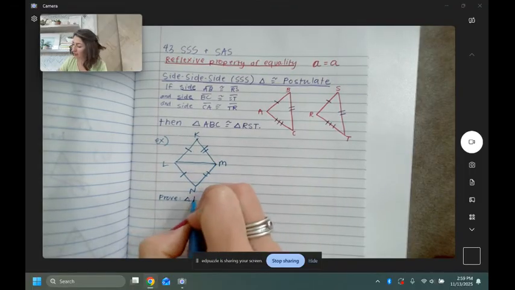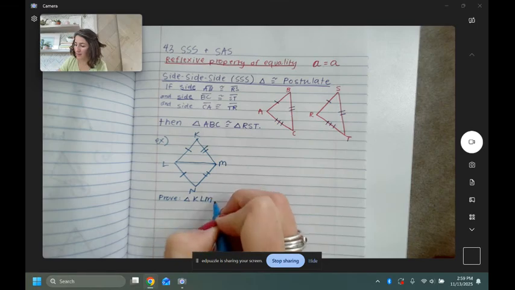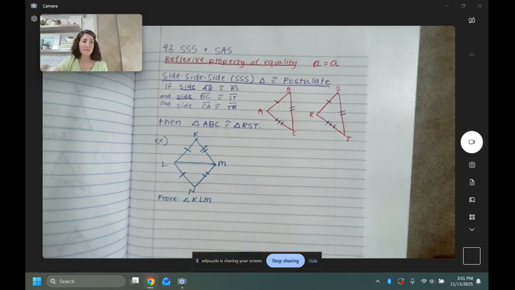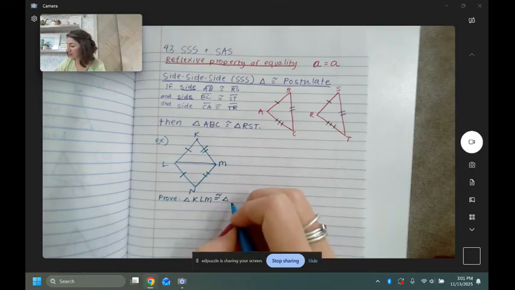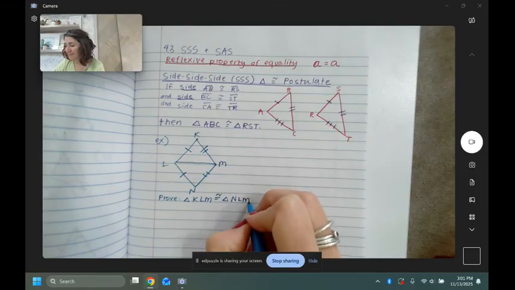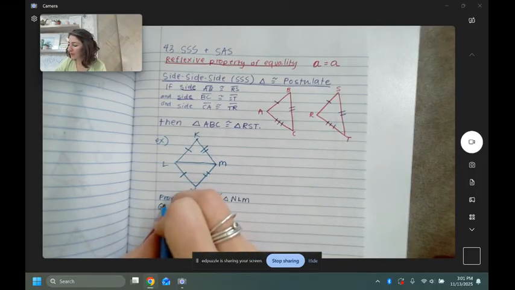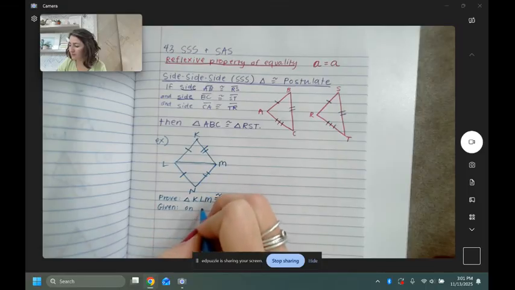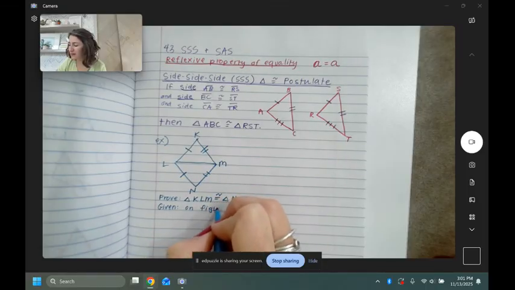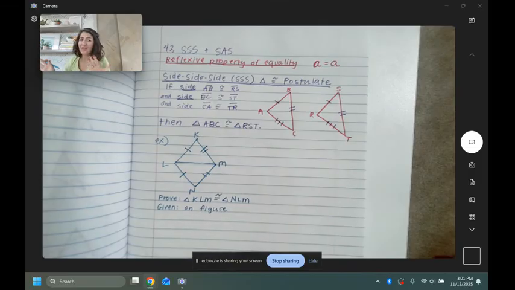that triangle KLM is congruent to triangle NLM, given information on the figure. Sometimes it'll say something like that with given information on the figure, or it'll write everything out for you.